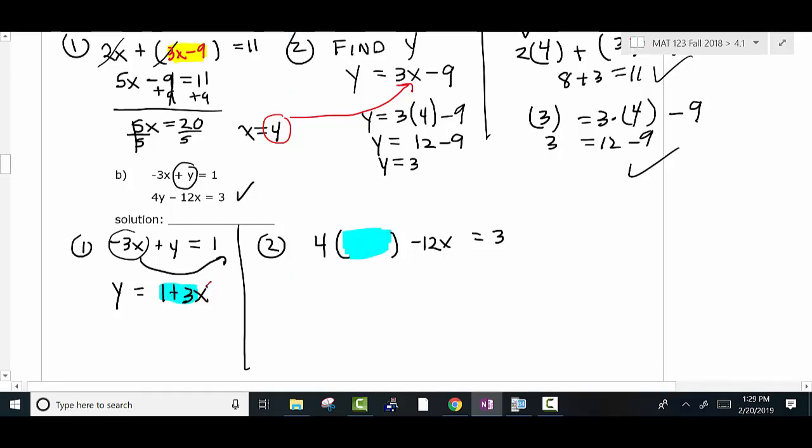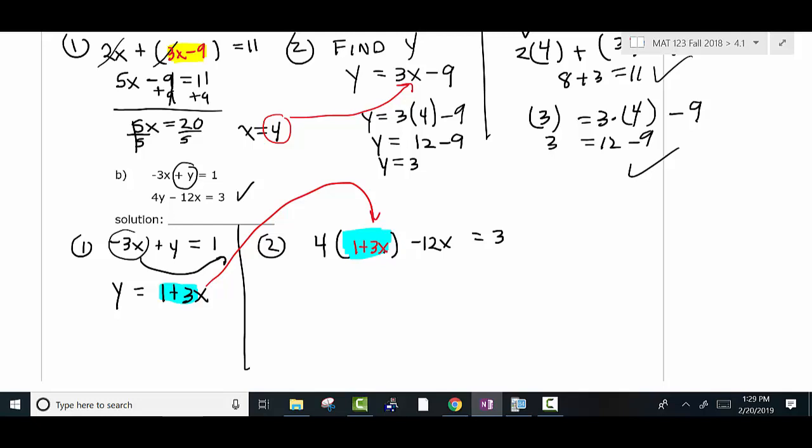Okay, so plug it in. Okay, that's going to go in there. So just like the last problem, you plug it in. All right, does that make sense? Tell me, I can't tell. That's why we call it the substitution method, because you're substituting one thing into the other equation.